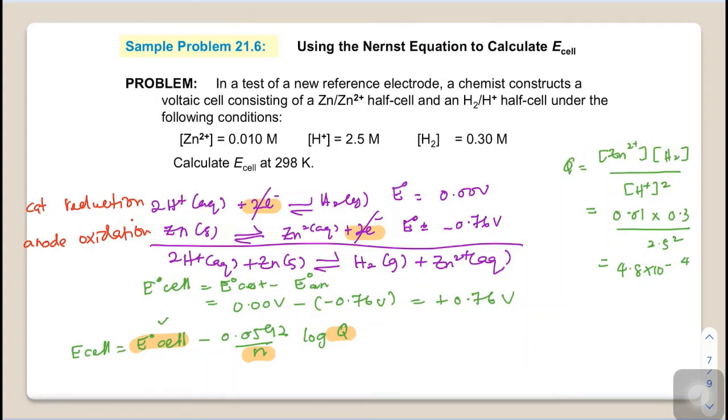So now we can plug all the values into our Nernst equation. E cell is equal to E naught that we calculated, 0.76 volt, minus 0.0592 over 2, since n is 2 electrons, times log 4.8 times 10 to the negative 4, and finally we get the E cell is equal to 0.86 volt. So this is how we use the Nernst equation to calculate the cell potential that is not at the standard condition.